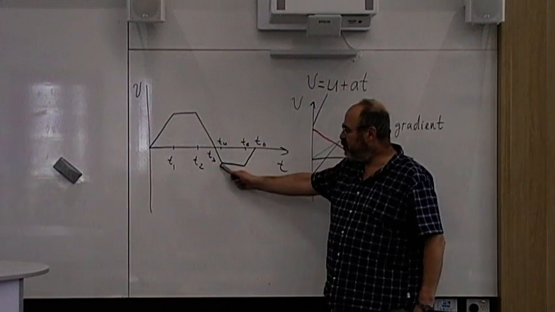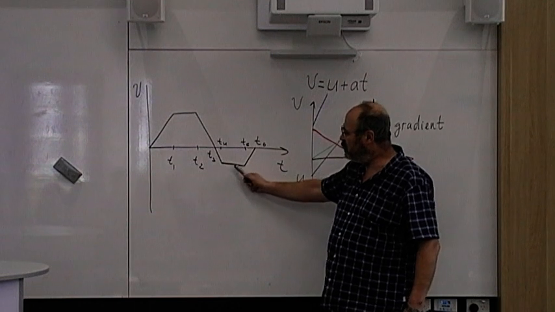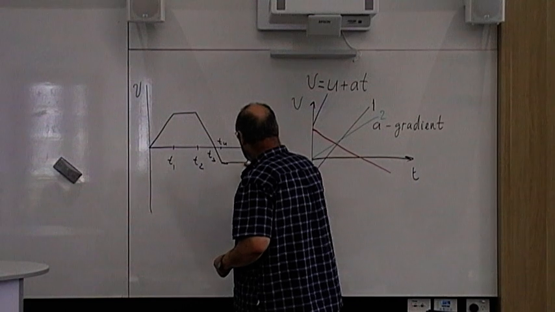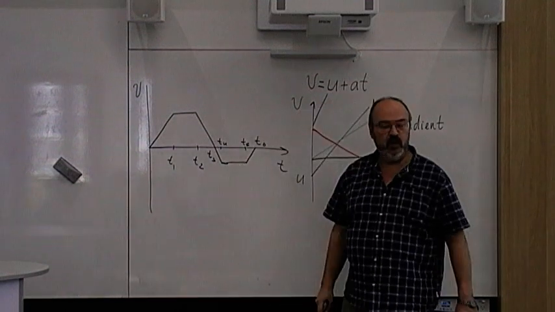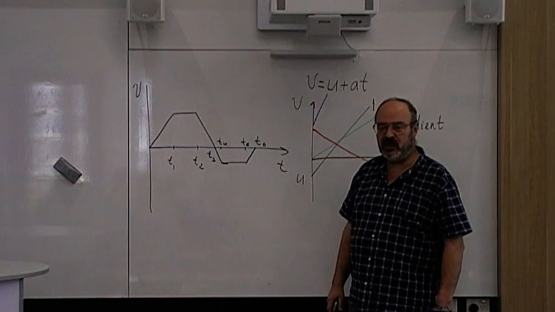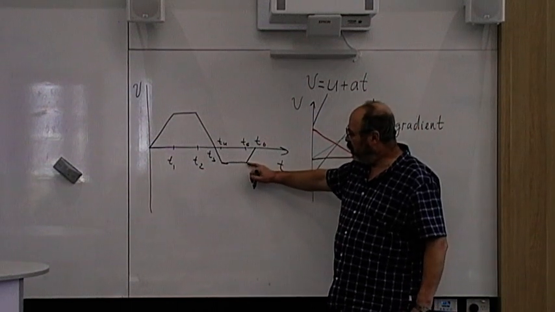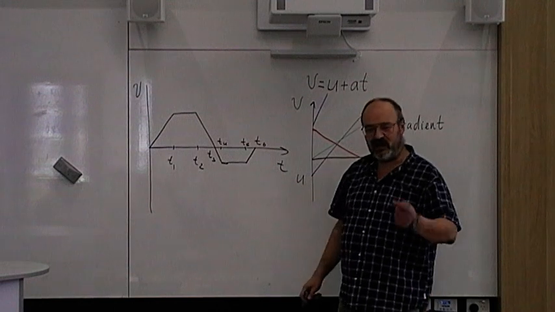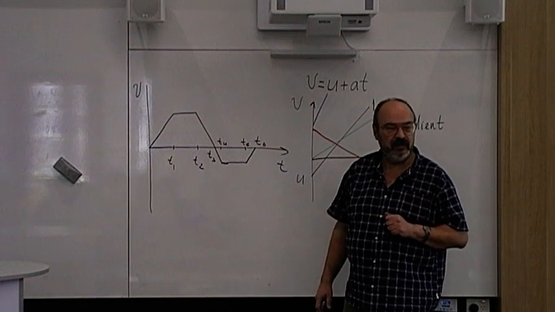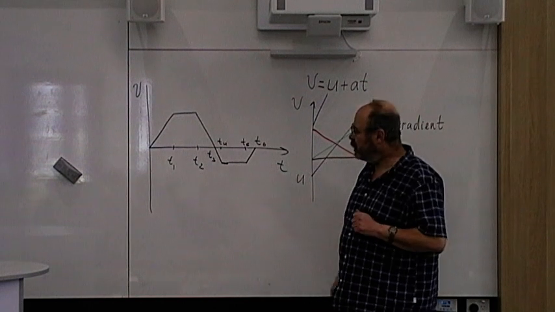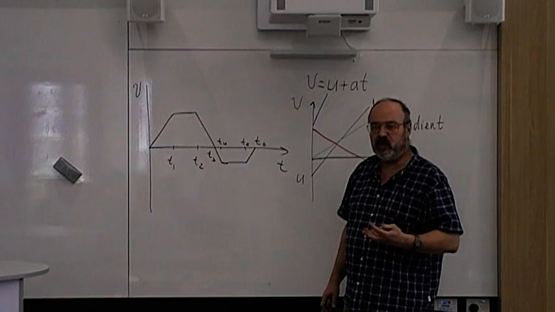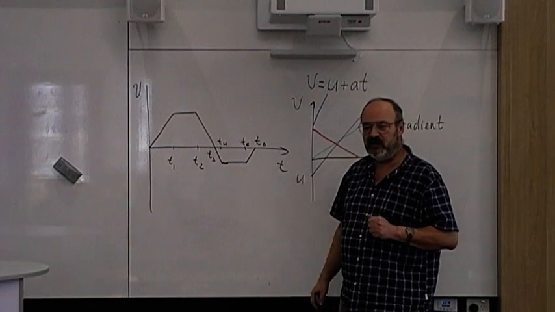Then between T4 and T5, it's supposed to be horizontal. It's not going to accelerate. It's moving with a constant velocity in the negative direction. Then what happens here? It's slowing down, and at T6 it stops. Does it make sense how to analyze what happened with the motion by looking at the graph?